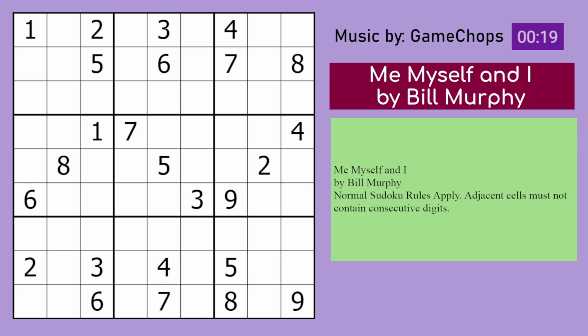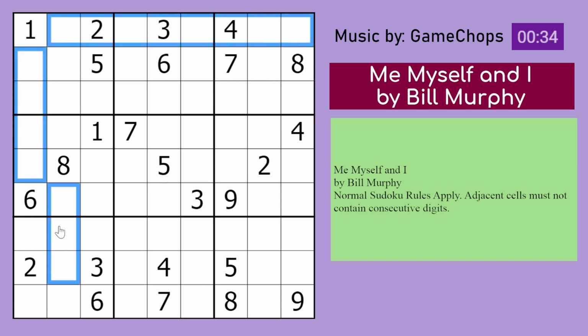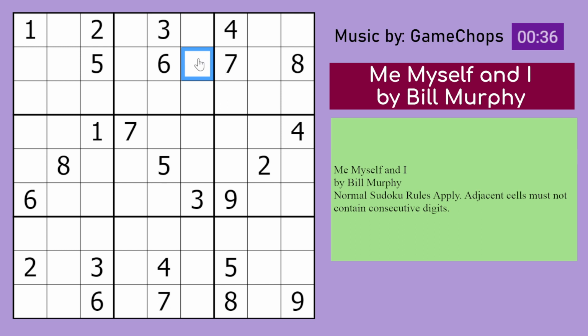Hello, this is the generally approachable Sudoku for the 29th of March 2024. It is Me, Myself, and I by Bill Murphy. It is a non-consecutive Sudoku, so very interesting rules that are not actually visible on the board right now. So let's take a look at them.